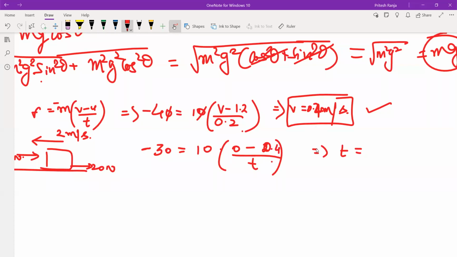So from here we get the t as 0.4 by 3. So that will be 0.11, 0.133 seconds. So this will be the answer.